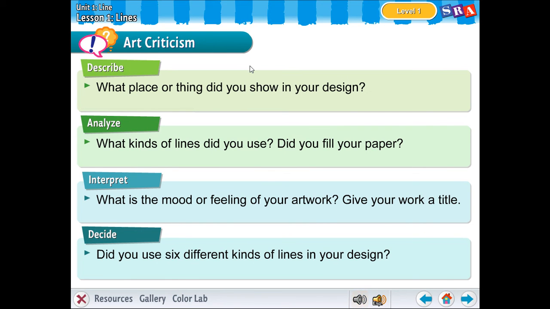Afterwards, if you feel like writing, you should be able to describe what place or thing you showed in your design. And then you should be able to answer the question, what kinds of lines did you use? Did you fill your paper? You should also be able to tell what is the mood or feeling in your artwork. You can give your work a title if you like. Did you use 6 different kinds of lines in your design?